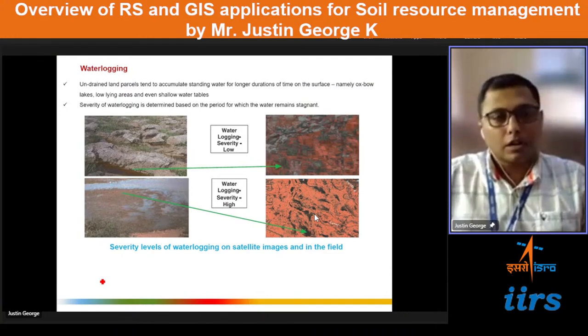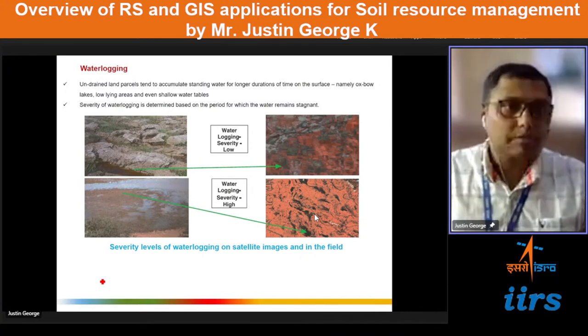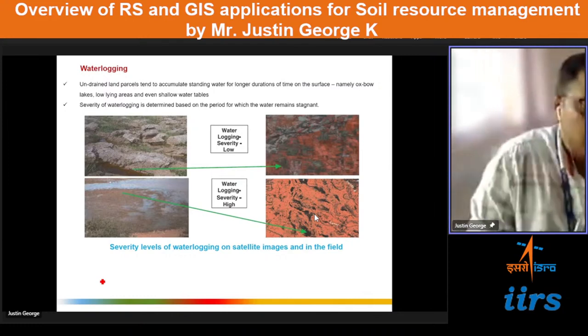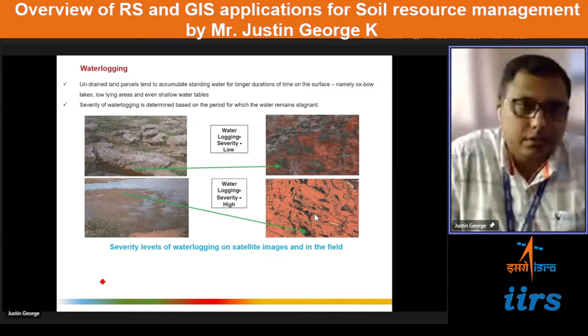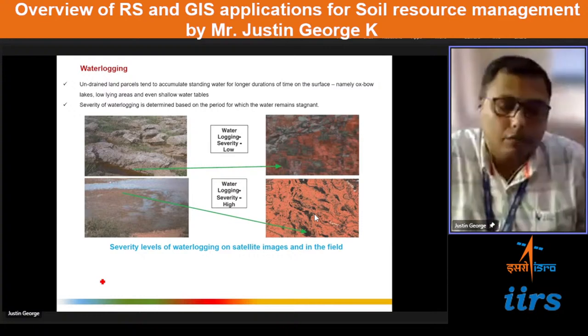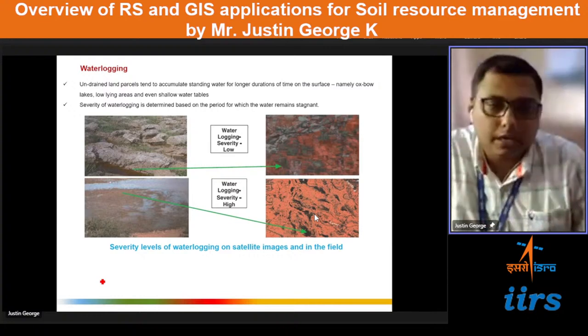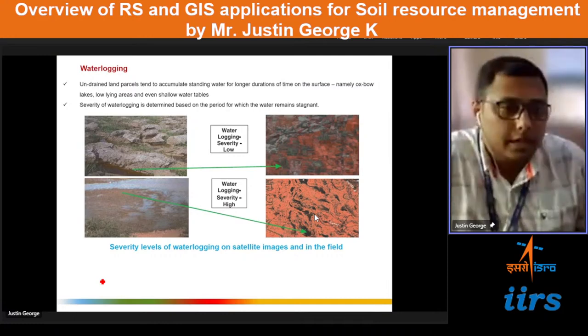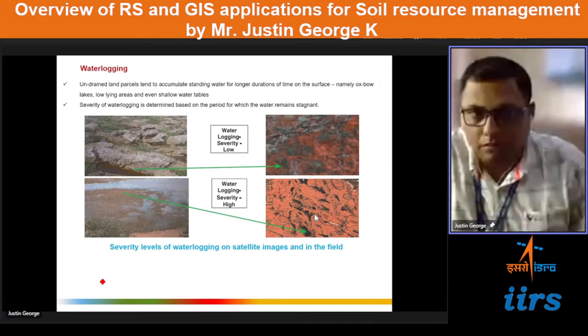And the severity of the waterlogging is mainly determined based on the period for which the water remains stagnant. It can be seasonal waterlogging, permanent waterlogging, or temporal waterlogging also. If only one crop is possible, that means rice, which favors waterlogging, is cultivated. We can see that, and in all the other seasons water is still remaining in the particular area. It indicates very severe waterlogging.